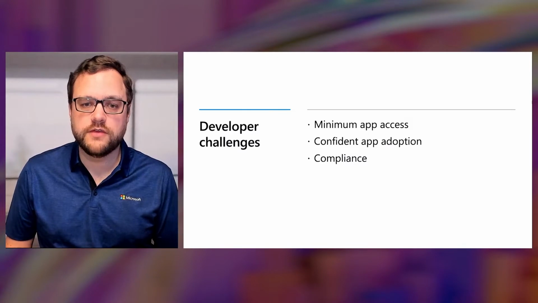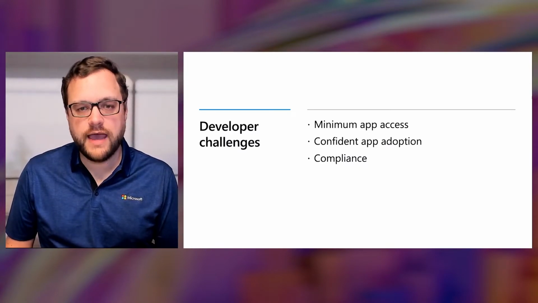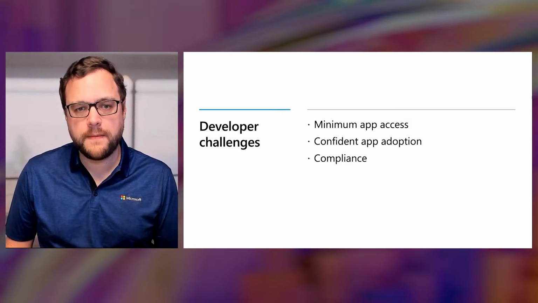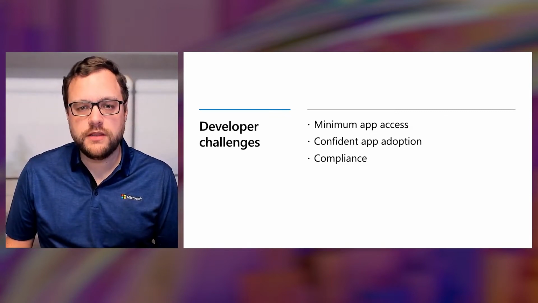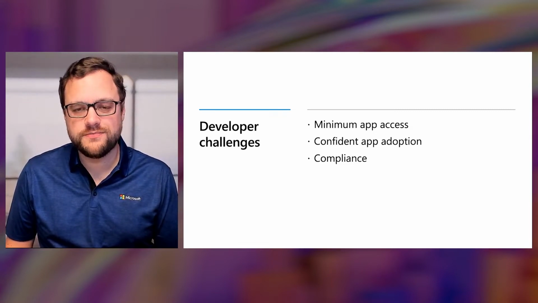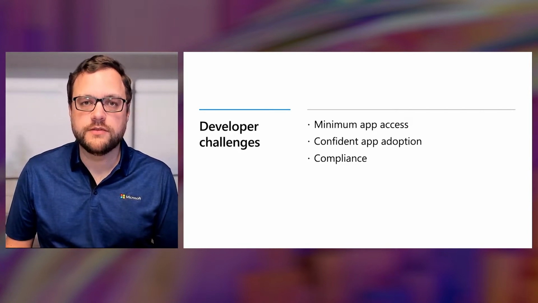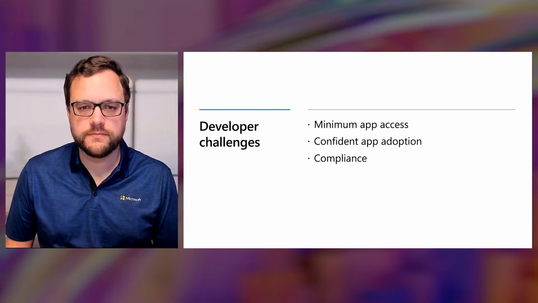So at Microsoft, we've heard from developers that there are three main challenges you face today when it comes to app trust. The first is giving your app access only to what it needs. The second is giving IT admins confidence when adopting your app. And the third challenge is meeting your organizational compliance requirements and applicable industry standard compliance requirements. We've made investments to help you address each of these challenges.